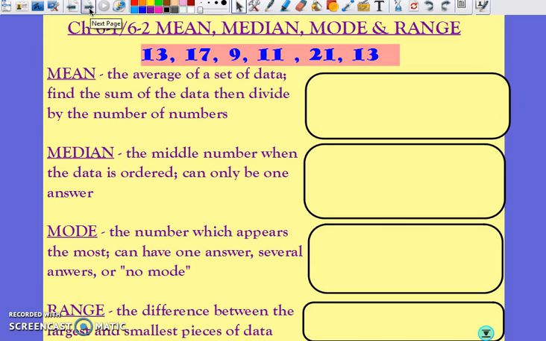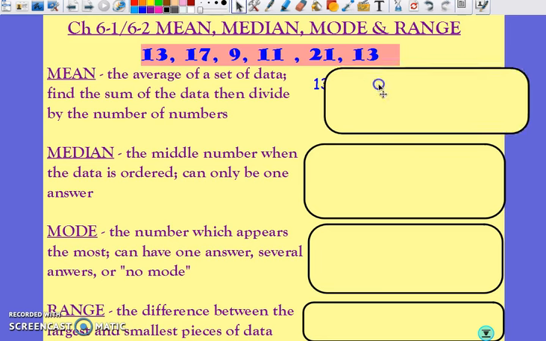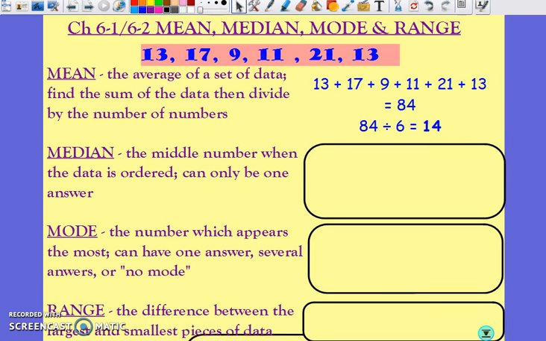Okay, so mean, median, mode, and range. The mean is the average of the set of data, the median is the middle, the mode is the one that appears the most, it's the most popular, and the range is the difference. You guys could work these out, pause the video, work them out, and then click play to view the answers. Okay, so pause. And here are your answers.